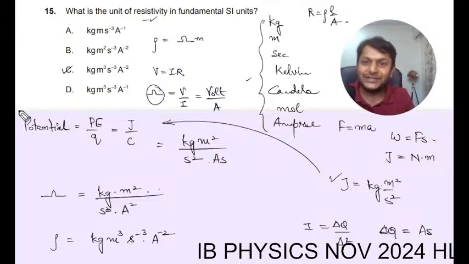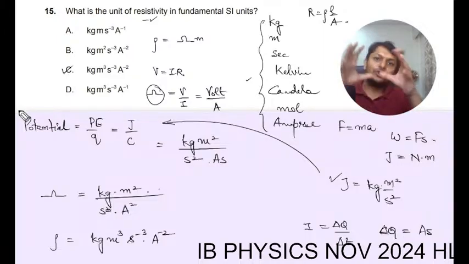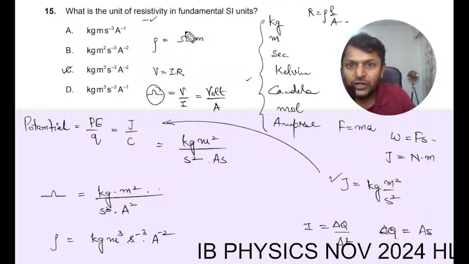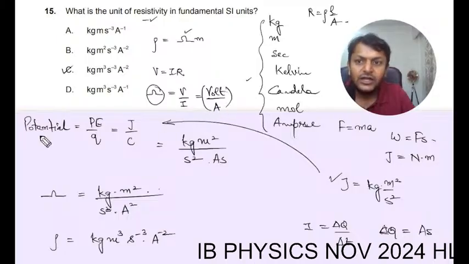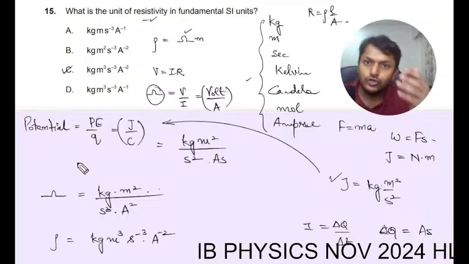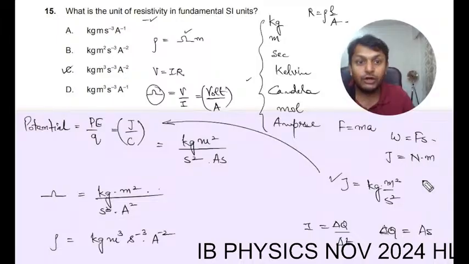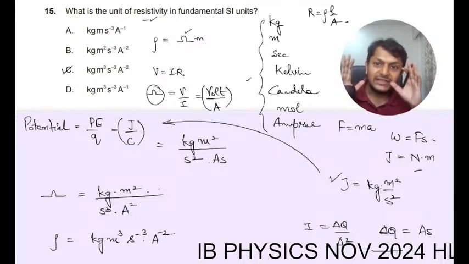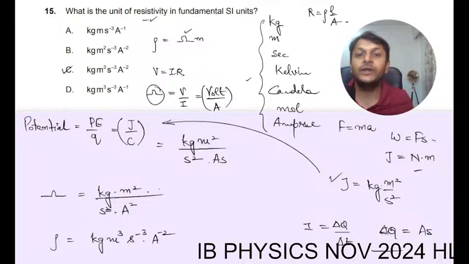This is how we do it. You keep on opening the brackets and brackets and brackets. So first of all it was ohm. Ohm has to be broken down into volt per ampere. Then volt will be broken down into joule per charge. Then it will be broken down into Newton. Newton will be broken down into the fundamental SI units.